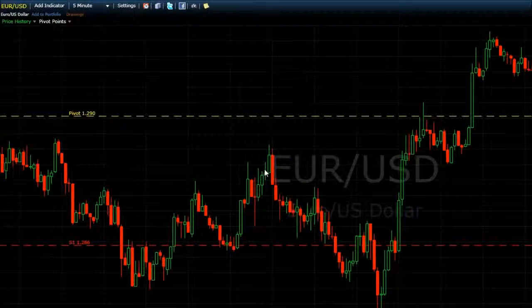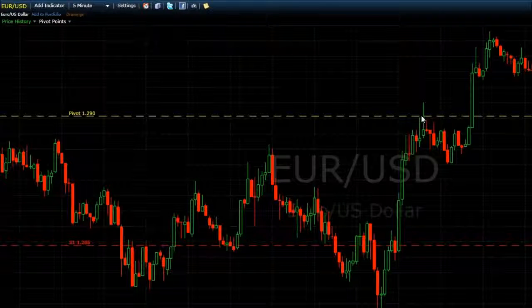So if we go ahead and move along a little bit more, you can see that price moved right back up to our original pivot level and got rejected. So as you can see, a huge move like this is definitely something that we should be taking into account. This was over about an hour and a half period of time. So this is definitely something to take into account.